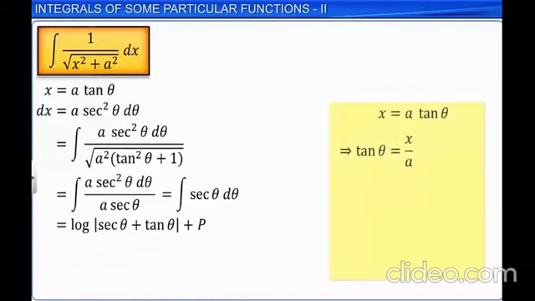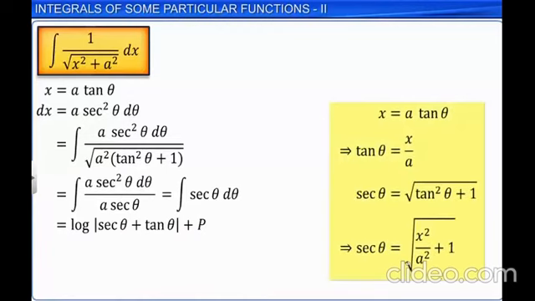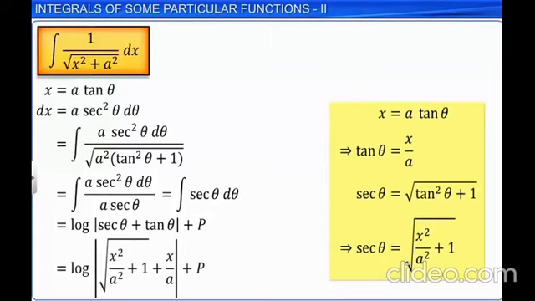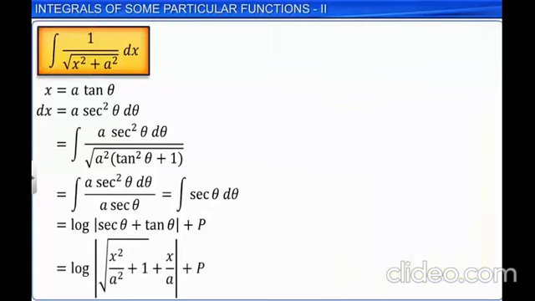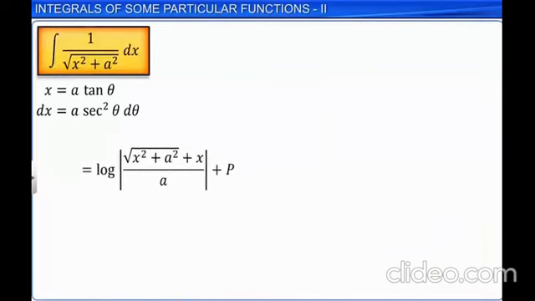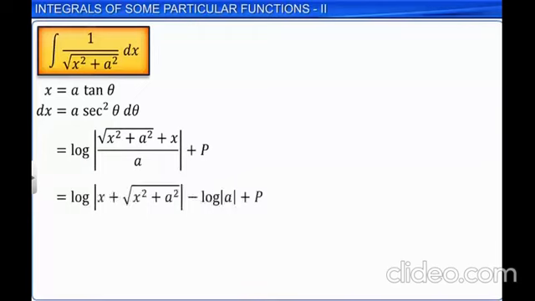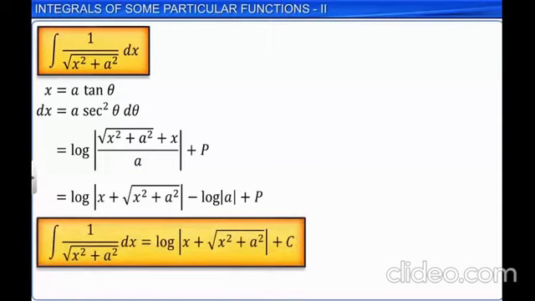Now, we find the values of secant theta and tan theta in terms of x as shown, and then substitute them in the expression. Finally, rearranging the expression, we get log of x plus square root of x square plus a square minus log of mod a plus p. Since log mod a plus p is a constant, we have the integral of 1 upon square root of x square plus a square dx is equal to log of x plus square root of x square plus a square plus the constant c, where c is equal to minus log of a plus p.